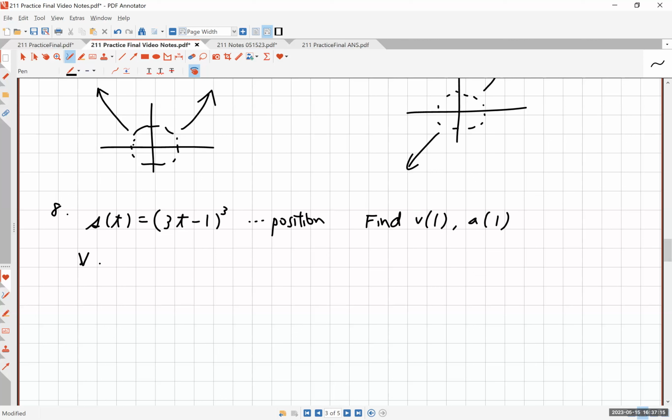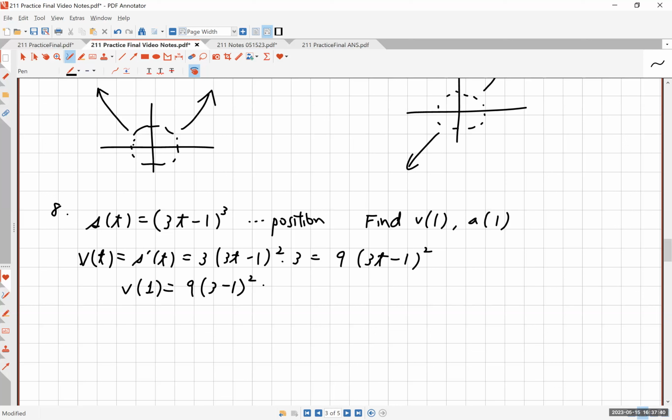So what is that? Well, the velocity, as you know, is the derivative of the position function. So for this, you apply the chain rule. It's 3 times this quantity squared, times the derivative of the inside function. So that will make this 9 times (3t minus 1) squared. If you evaluate this at 1, you get 9 times (3 minus 1), that's 2, 2 squared, that's 4. That's 36, okay? So the velocity at 1 second, or when t is equal to 1, is 36.